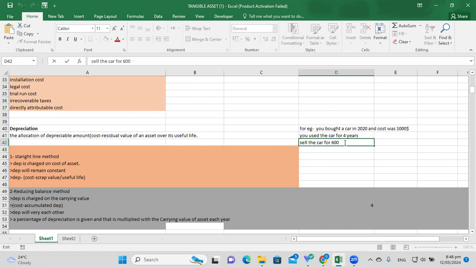You cannot sell the car after using it for 4 years for the same price that you bought it for. Right, logical. So you are now selling the car for $600. So what was the drop in value? The drop in value is the difference between the cost you bought the car for and today's value of the car, which is 600. So the drop in value is obviously 1000 minus 600, which is 400.